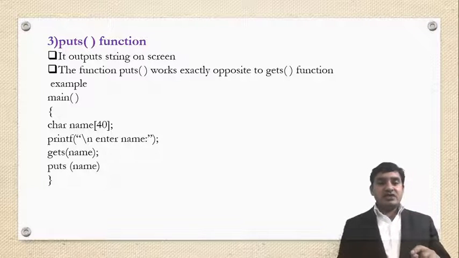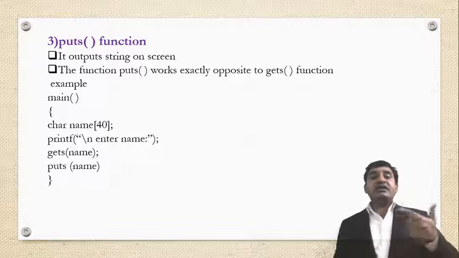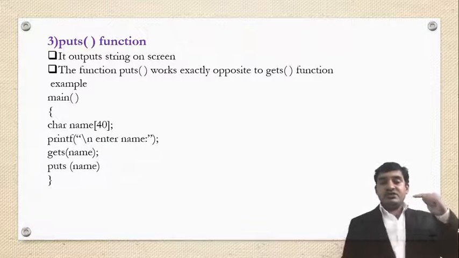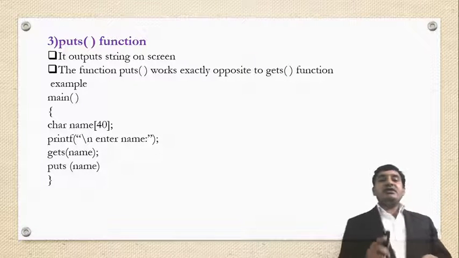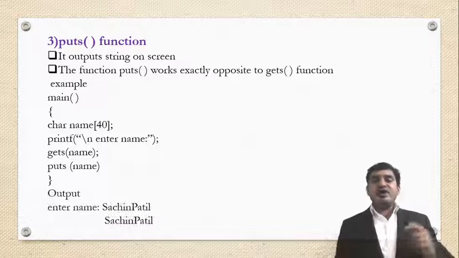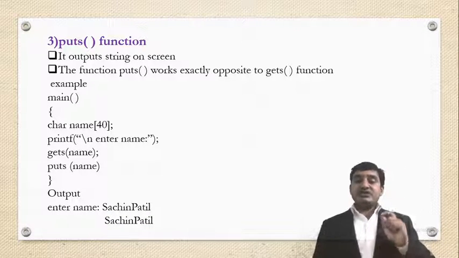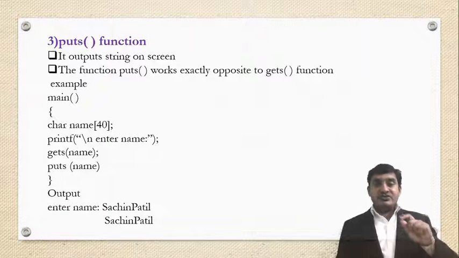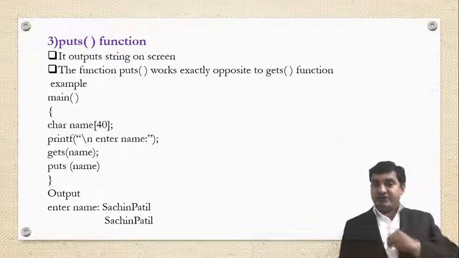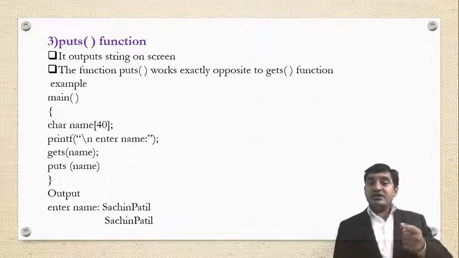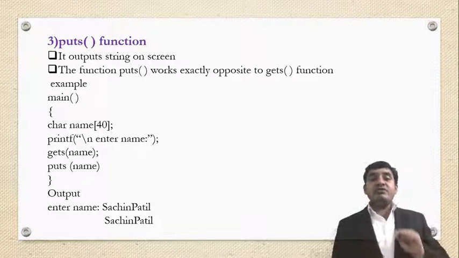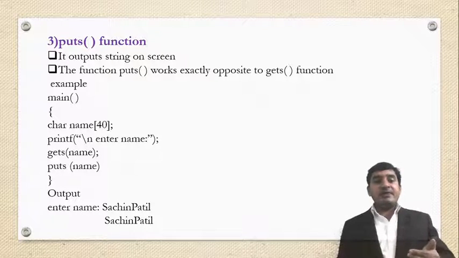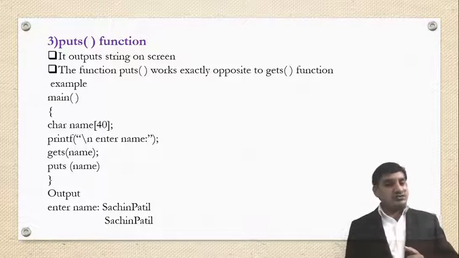The gets function, okay, the name is entered by using this gets function, and the puts function is used to display the name on a screen. Now the output is: Enter name, Sachin Patil. This message "Enter name" is displayed by using the printf function. Okay, and the input is given by the gets function, and the output is displayed by using the puts function.